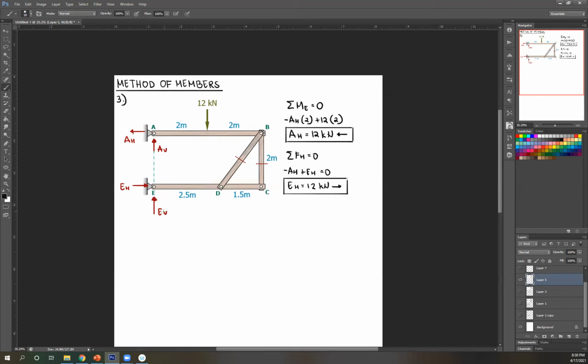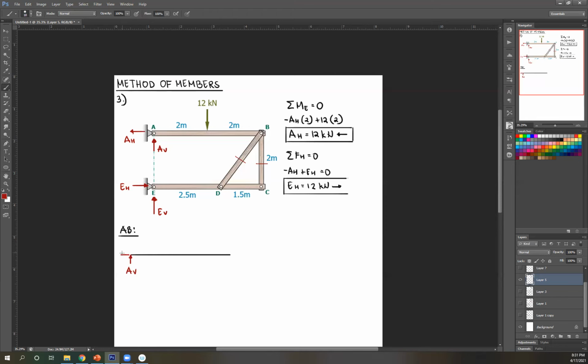Since I want to know AV or EV, I can either isolate this or this to get one of those. If I isolate this, I'm gonna have to know reactions here. So that's more work. So instead, I'm gonna isolate this instead. Okay, so isolating AB. So writing your forces, you have your AV. Again, for supports, you copy the direction.